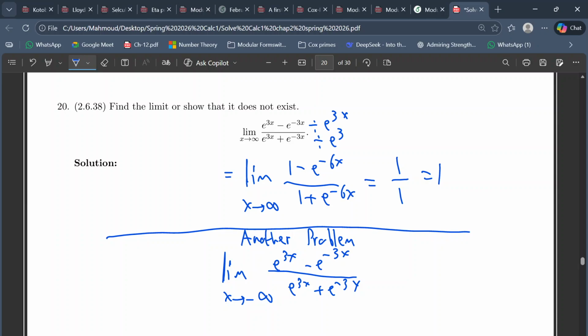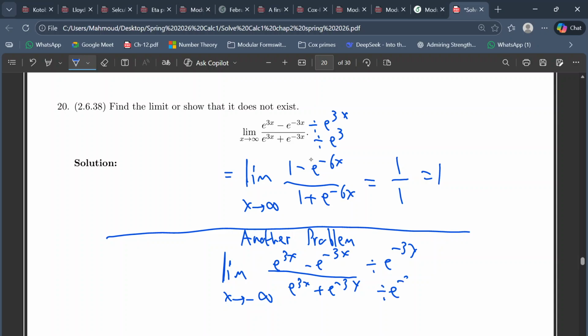We will divide by e^(-3x). The idea here is that you divide by the term going to infinity, the strongest term. Now because x goes to minus infinity, the strongest term is e^(-3x). So this is the idea. In the first problem, the strongest term was e^(3x) because x goes to infinity in the first problem, right? Are you good with this?